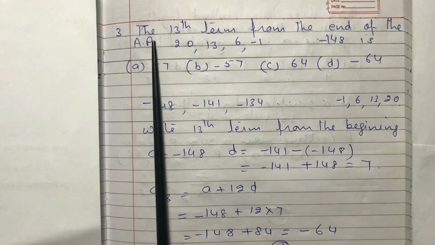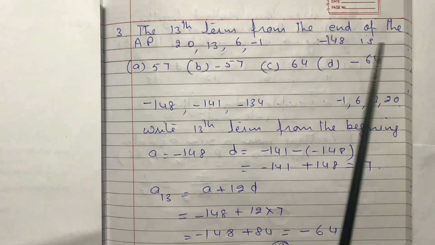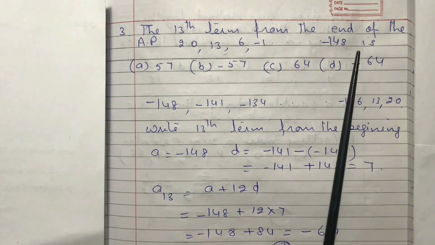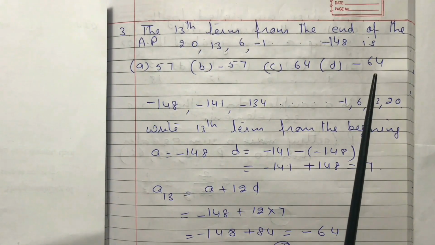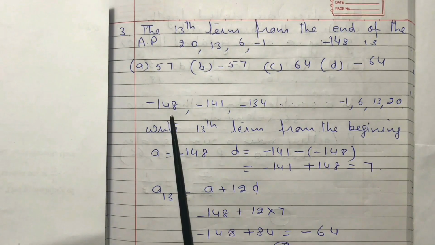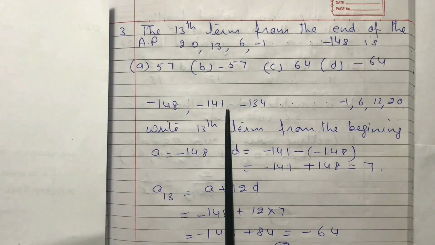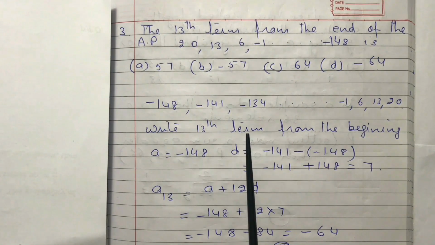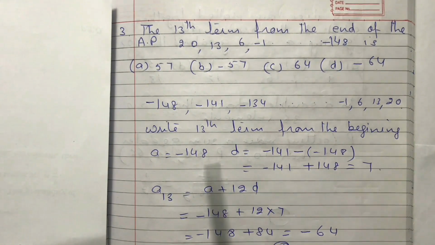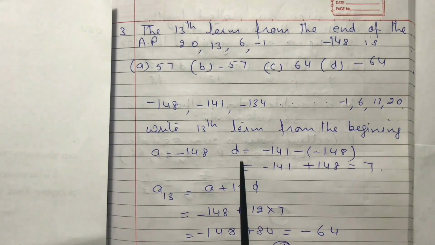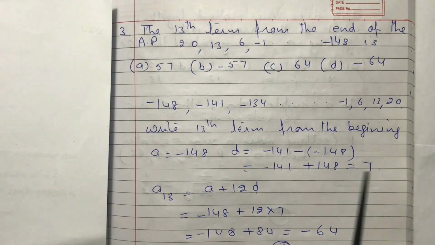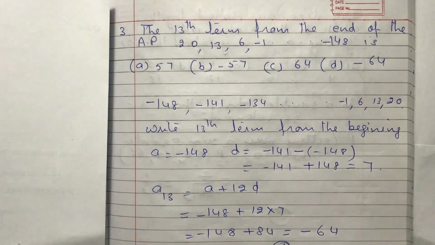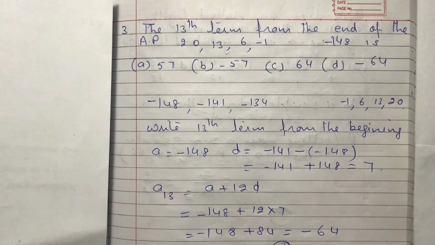Now third question is, the 13th term from the end of the AP 20, 13, 6, minus 1, up to minus 148 is, there are again 4 options. Now write in the reverse order: minus 148, minus 141, minus 134, up to 20. Write the 13th term from the beginning now. Here a is minus 148, d is equal to 7, and a13 is a plus 12d. Just substitute the values, you will get minus 64. It means D is the option.